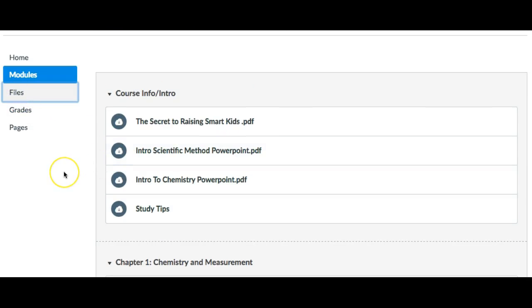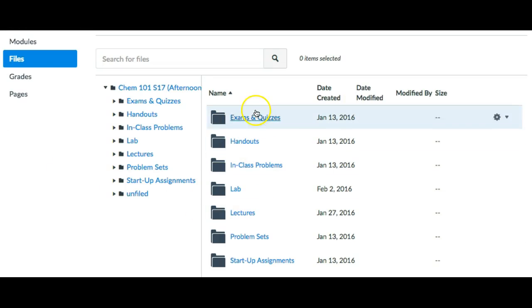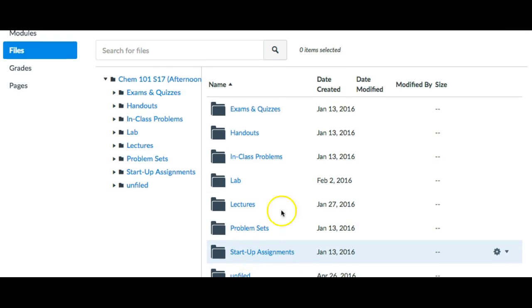If we go under Files, you can find a lot of the same documents, but they're organized according to lab, lecture, problem sets, startup assignments. All of our exams, quizzes, practice exams, and things of that sort will be here. Any handouts, all here as well. And other than that, really the only other tab you need is grades. So I usually don't post anything until after the first exam, so you have a better idea of where you are. But once we have that exam, everything will be posted here.